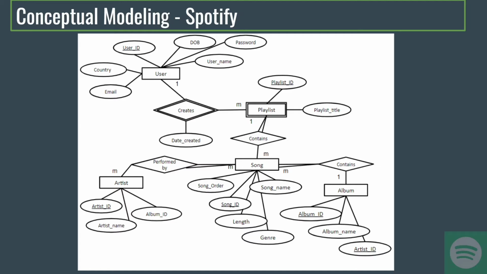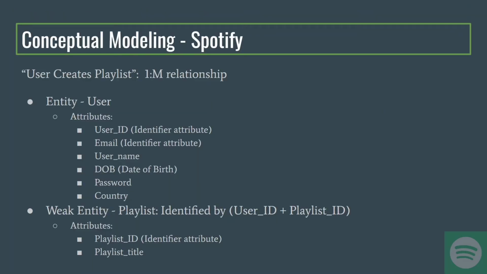My name is Ray, and I will introduce the entity relationship diagram of Spotify. In this ERD, there are a total of four relationships, and each relationship has different participation constraints and cardinality constraints. As we can see, in the Spotify ERD, user creates playlist has a one-to-many relationship, which means one user can create many playlists. User as an entity has identifier attributes user ID and email, and the normal attributes username, password, date of birth, and country.